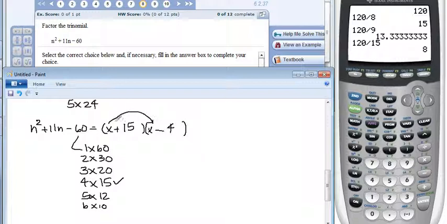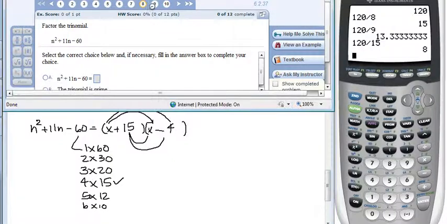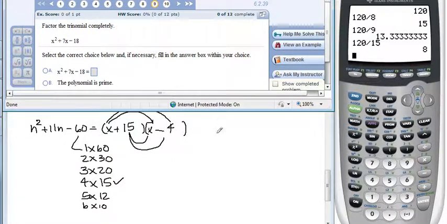X squared. We have a negative 4 and a positive 15 makes a positive 11. This is the negative 60. Right? Yes. I'm not going to check any of these. That one's the same.